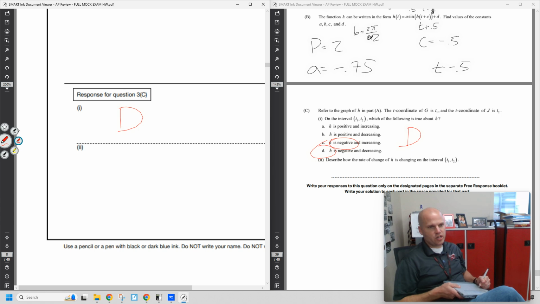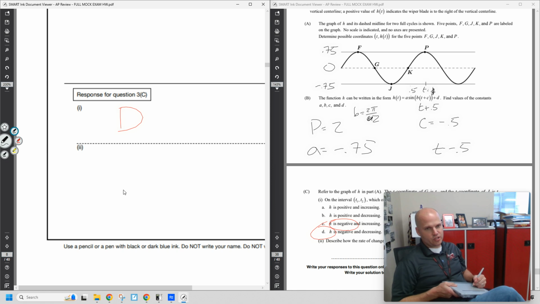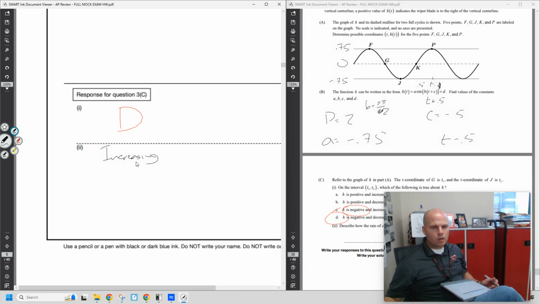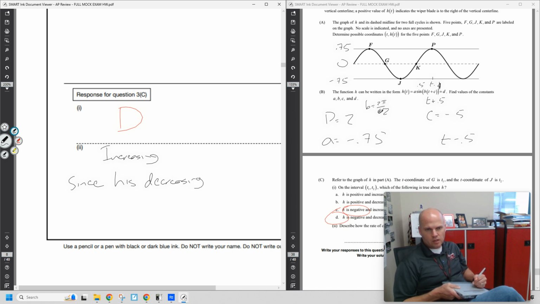How is the rate of change changing? The easiest answer is that the rates are increasing. The most complete answer would be: since H is decreasing concave up, the rates of H are negative and increasing.